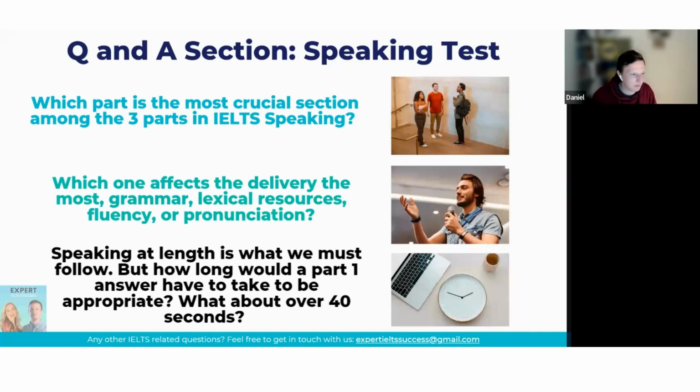Yeah. Which one affects delivery the most? Grammar, lexical resources, fluency, or pronunciation? Which one affects delivery the most, Claudia? Yeah, so all of these things are important, but fluency, if you're talking about how you express your opinion and how you deliver that opinion, then fluency is really important in this situation. But all of them are important.